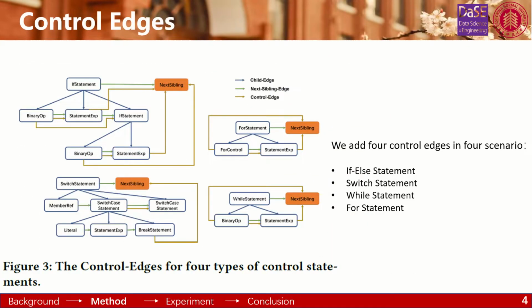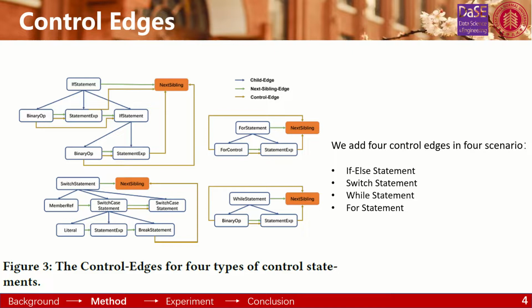In Figure 3, we show the AST subtrees of 4 common control statements: if-else, switch, while, and for. Take the example of the if-else subtree in the top left corner. Binary OP, statement expression, and if statement correspond to the if condition, the statements in the main branch, and the else branch. Since there can be flows from binary OP to statement expression when the if condition is true, and from binary OP to if statement when the if condition is false, we add a control edge from binary OP to statement expression and if statement respectively.